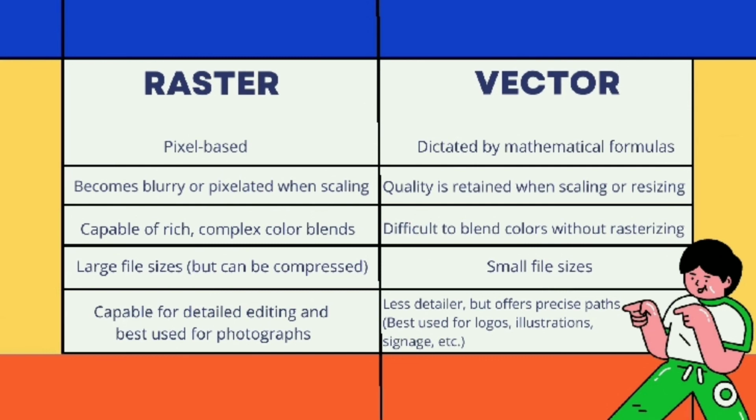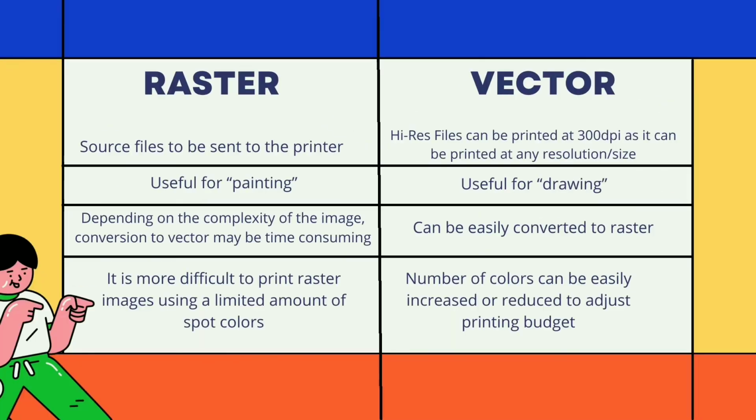Vector has less detail but offers precise paths, best used for logos, illustrations, signages, and many more. In raster, source files are to be sent to the printer, while vector has high-resolution files that can be printed at 300 dpi, as it can be printed at any resolution or size. Raster is for painting, while vector is for drawing. Raster depends on the complexity of the image. Conversion to vector may be time-consuming, while vector can be easily converted to raster.